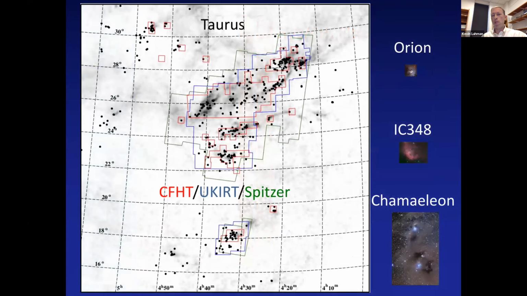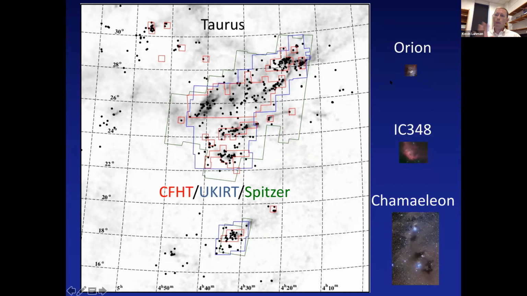And so here are examples of some of the nearby star forming regions that I've studied. And these are all shown at roughly the same physical scale. And so as you can see, they span a wide range of stellar densities. On the one hand, you have Taurus, which is spread across 100 square degrees. On the other extreme, you have the Trapezium cluster in Orion.